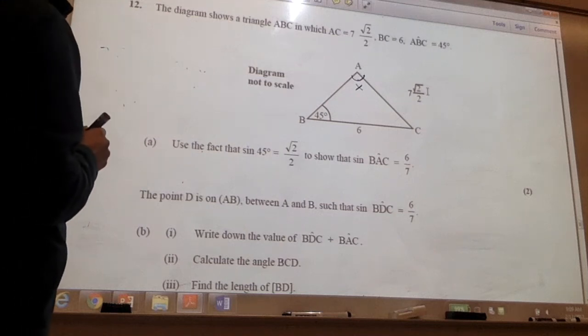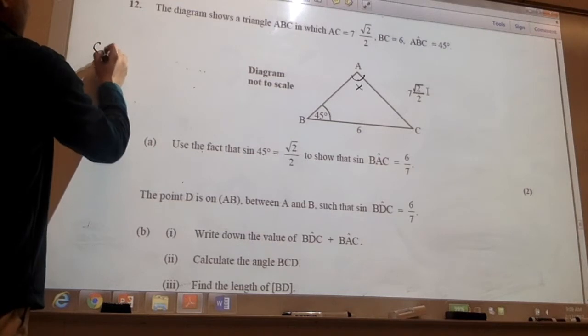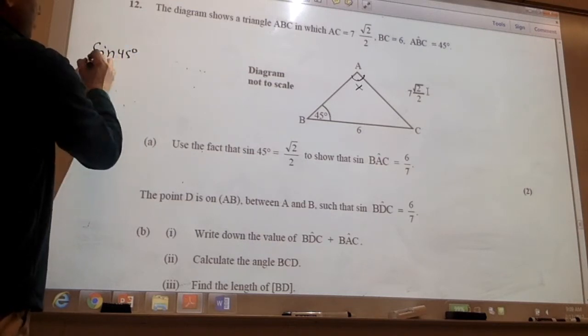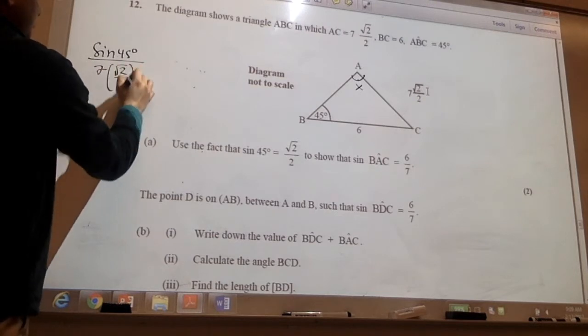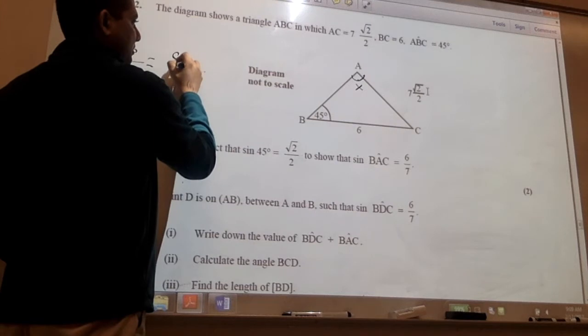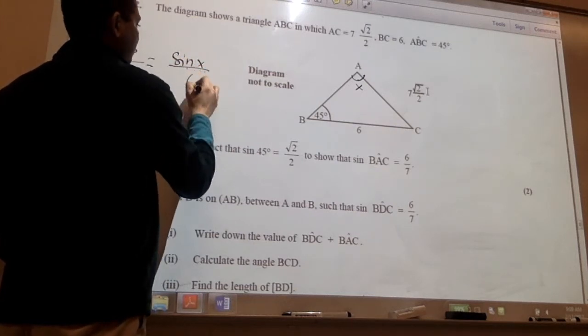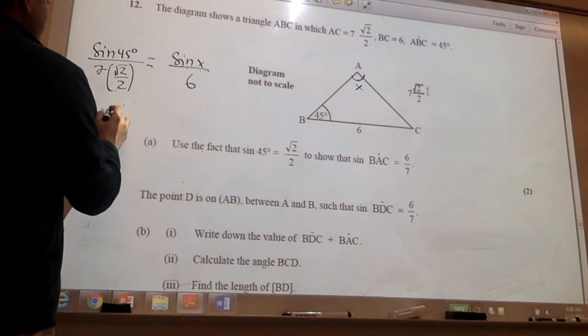Okay, let's do this again. So we have sine 45 degrees over 7 square root 2 over 2 is equal to sine x over 6. Now this will give me cross multiply.